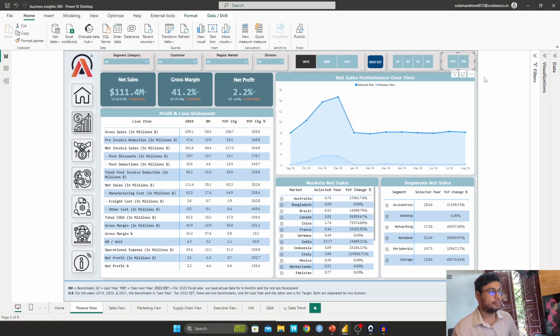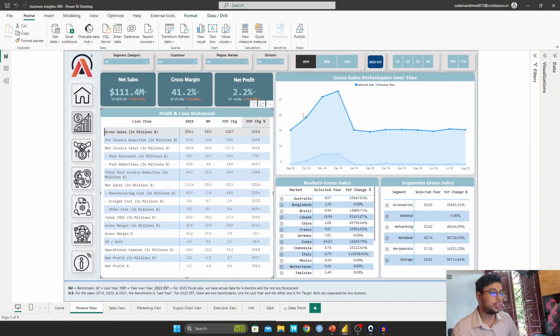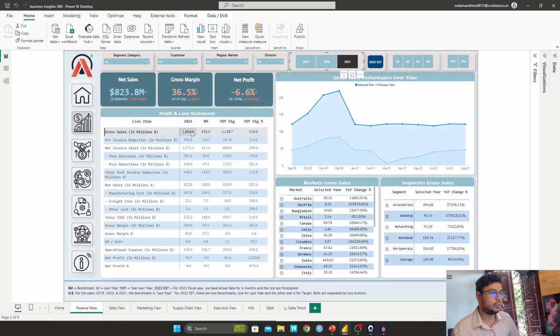So this is the thing about year to date and year to go. In the finance view, the finance executive can take a look into the profit and loss statement. We have different kinds of measures like gross sales. If you click on gross sales, the chart also changes according to the data.